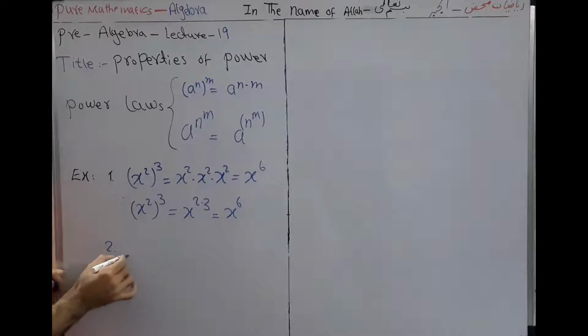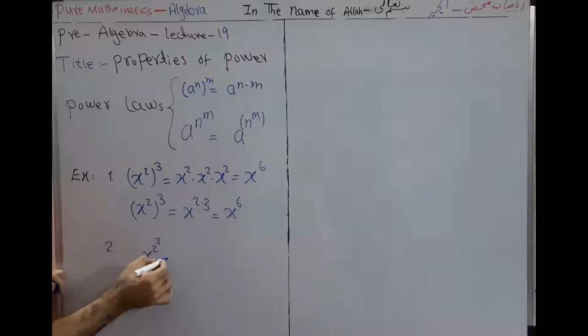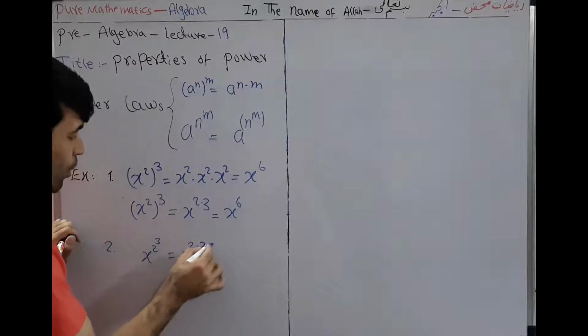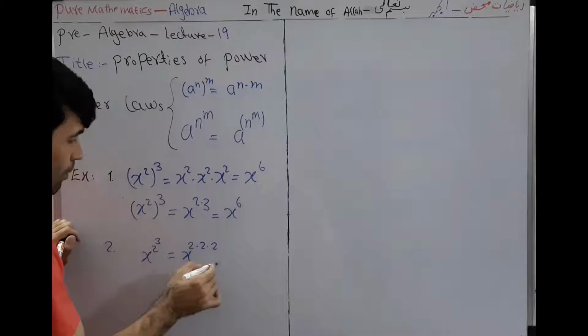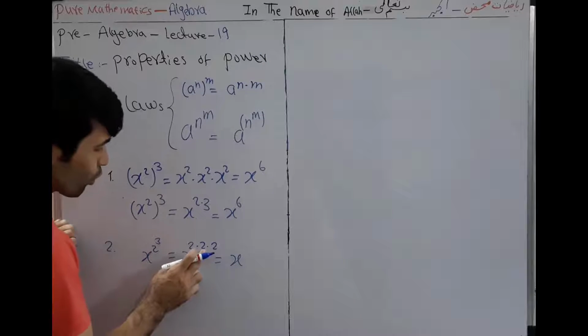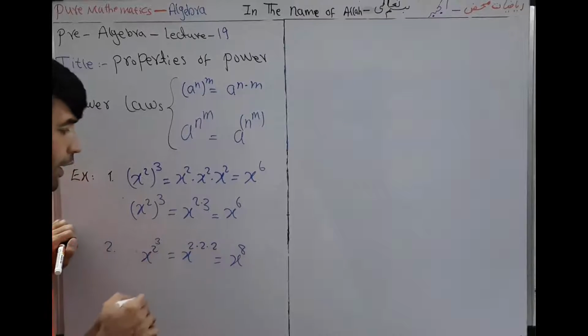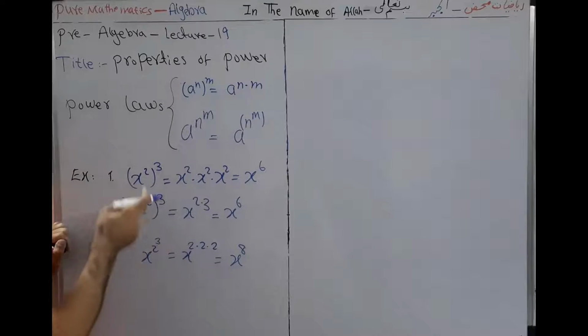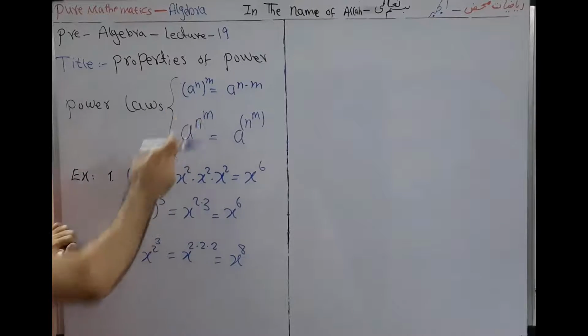Number 2, x to the power 2 to the power 3. It is equal to x to the power 2 multiplied by 2 multiplied by 2. How many times? 3 times. It is equal to x to the power 2 multiplied by 2 is 4, multiplied by 2 is 8. So x to the power 2 to the power 3 is equal to x to the power 8. They are different. Also, these things are different.